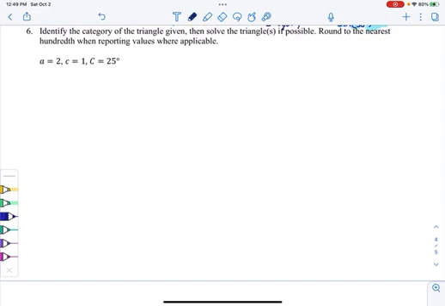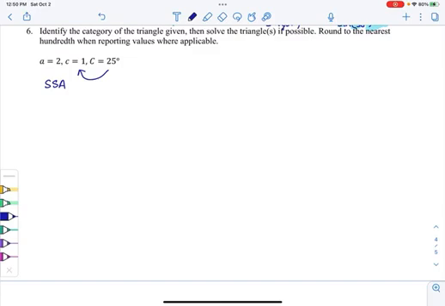Let's look at another SSA example. We'll still go through the steps of determining if this is an SSA triangle, and then we will go through our flowchart to decide how to go about solving for the triangles that are possible, if they're possible. So first I see that I have two sides, side, side, and then an angle, and this angle goes with one of the sides because big C is across from the side little c. So this tells me that I have an SSA case.